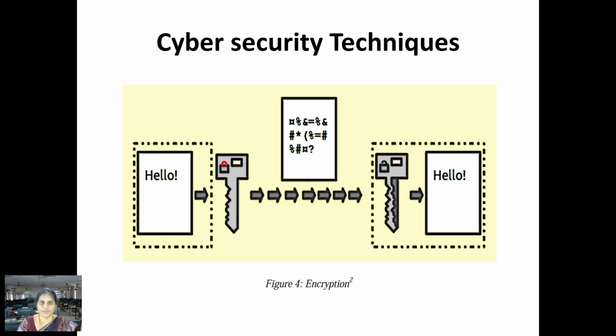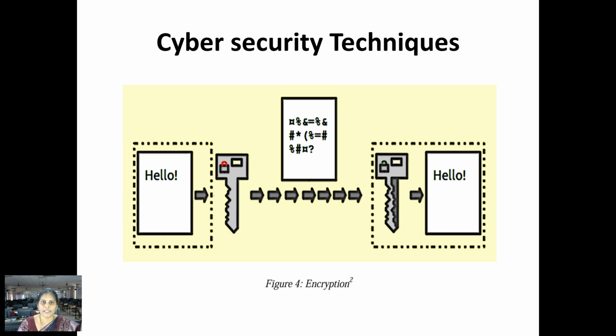So using the same secret key which is used by the sender, he will be converting this unreadable format of the message into readable format. As we can see in the diagram, it is being converted into the original message, that is hello. This process is known as decryption.